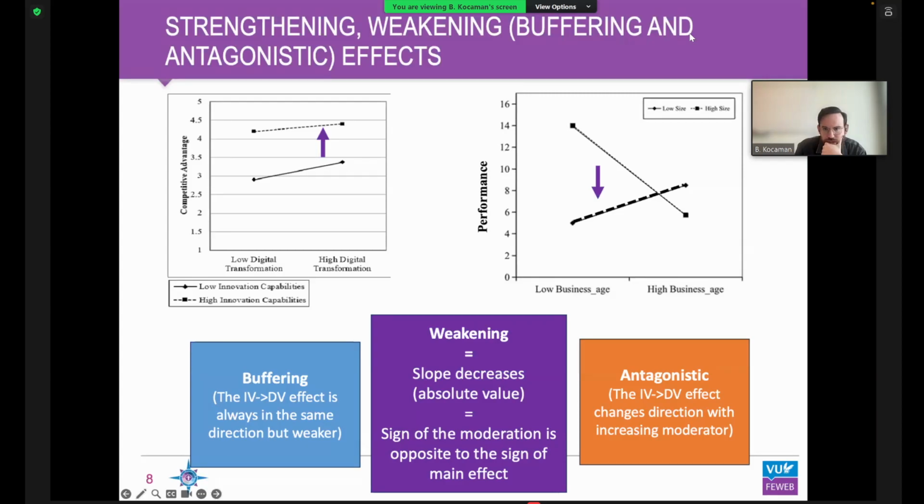Which one is the decreasing one? If you mean weakening, both of these are actually weakening effects. In one of the cases, the slope became flatter. So it was high and it became flatter. In this case, it became flatter, but it actually then flipped direction. So both of them are actually weakening.